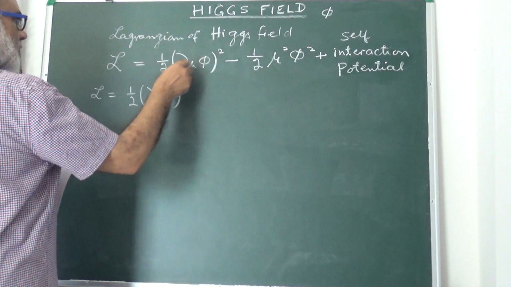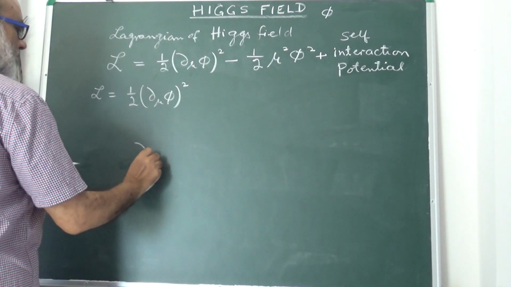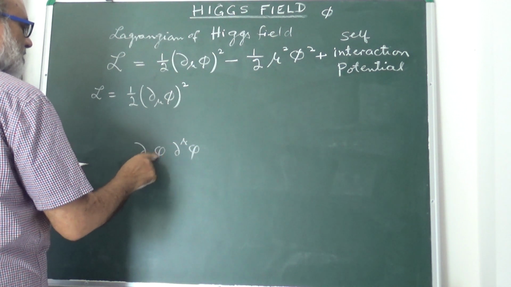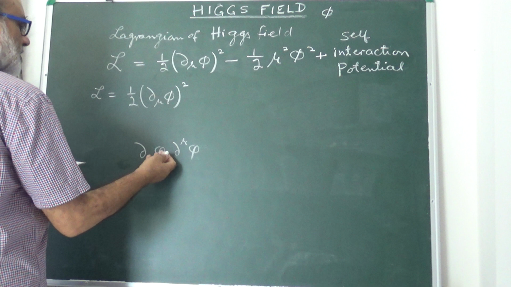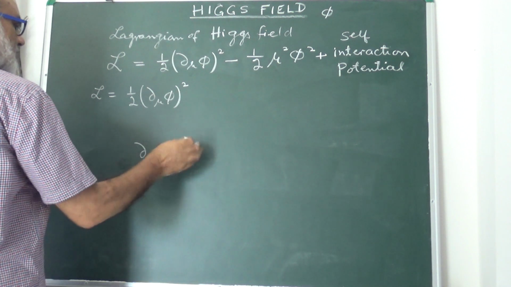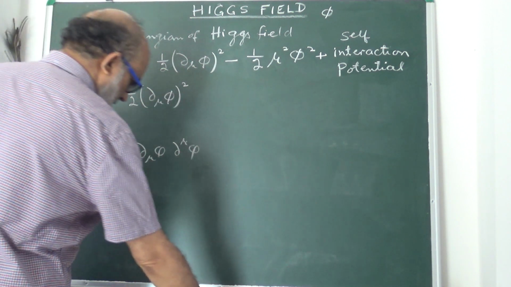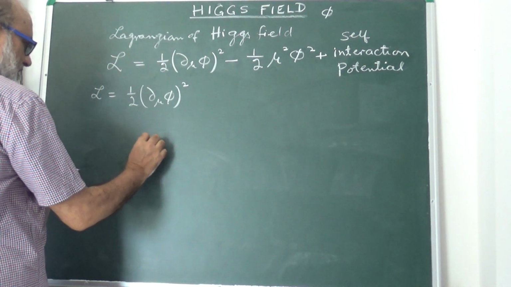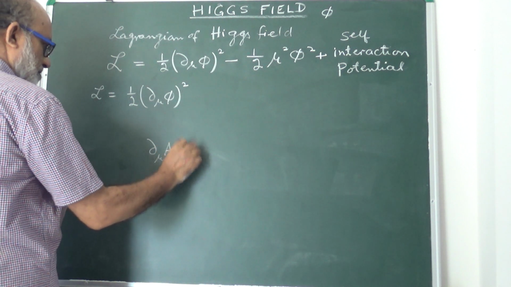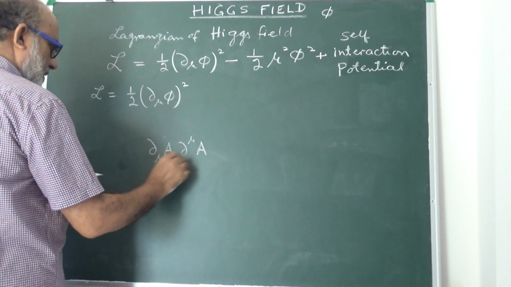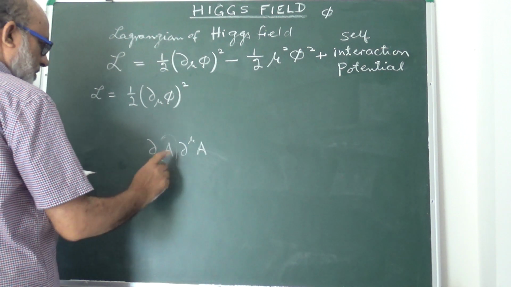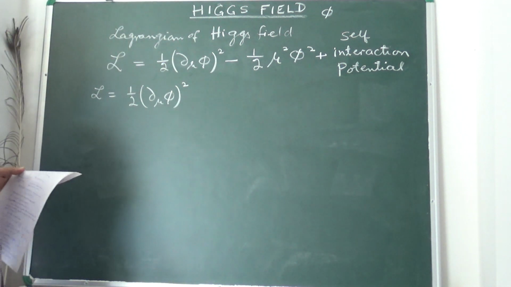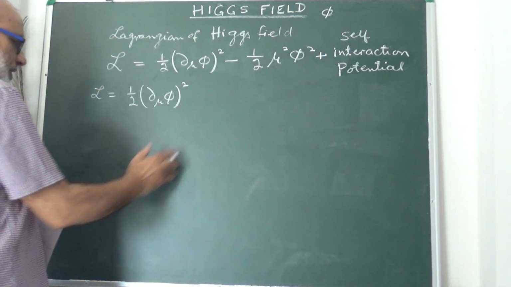Note that this field is a scalar. That's why I am not writing it like this. If this had been a vector, we would have to write it like this. But since this is a scalar quantity, it can be written simply. As in the electromagnetic field, we have written it like this, where A is the electromagnetic potential, which is a vector quantity. And we have discussed why we write vectors like that.